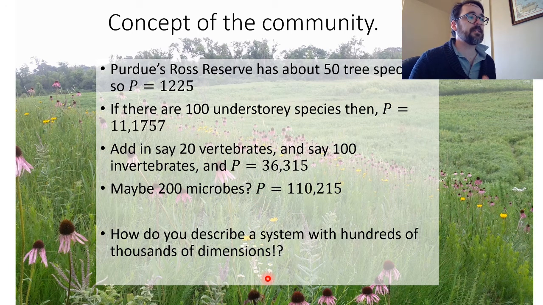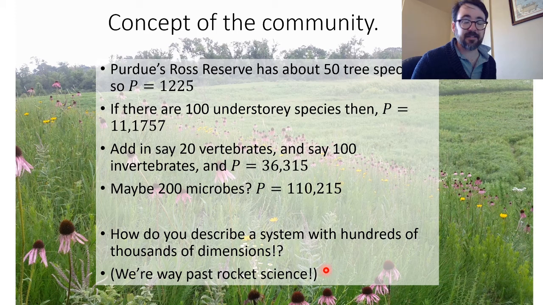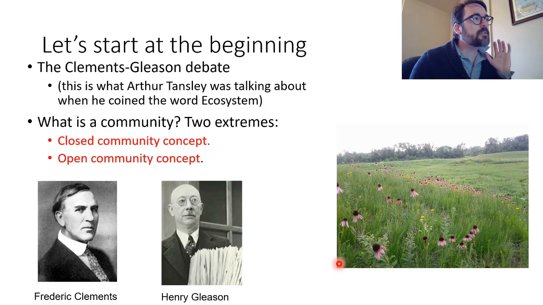So how do you describe a system with hundreds of thousands of potential interactions and hundreds of dimensions? It's hard. It's complicated, right? We're way past rocket science with community ecology. It's an incredibly complicated system. So let's start at the beginning with 2 more dead white dudes.